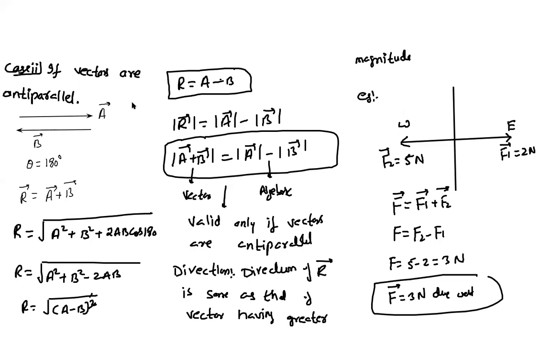Very good. So let's wrap it up. Next is case 3. Case 3 says: if vectors are perpendicular, it means they're acting at 90 degrees with respect to each other.